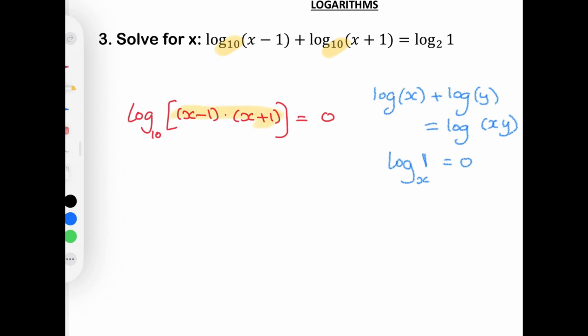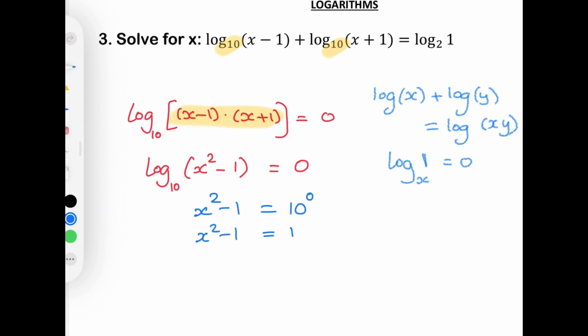This is an identity: x plus 1 times x minus 1 becomes the difference of two squares, that is log of x squared minus 1 to the base 10, and the right hand side is 0. Now using again the definition of logarithm, conversion from logarithmic form to indices form, we get x squared minus 1 equals 10 raised to 0. That is x squared minus 1 equals 1.